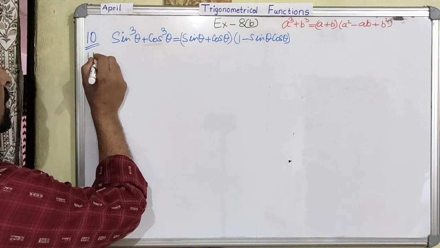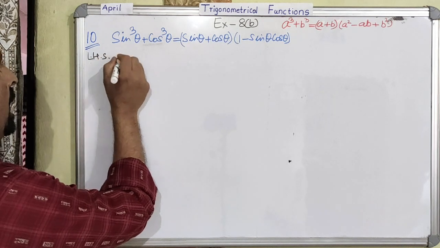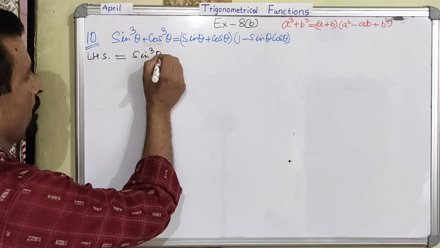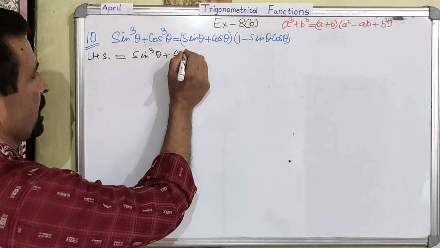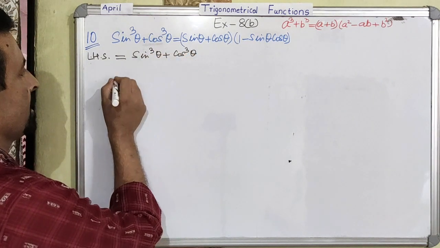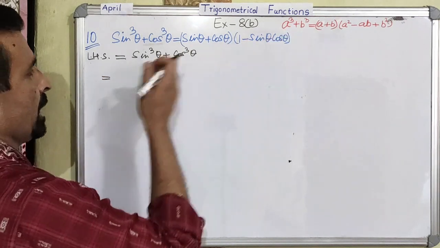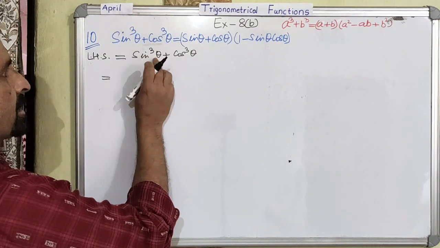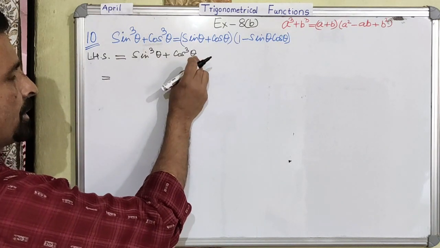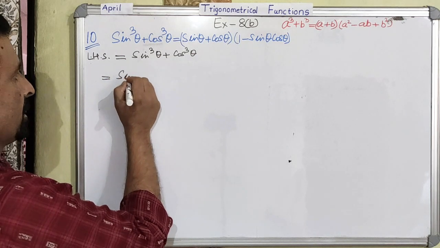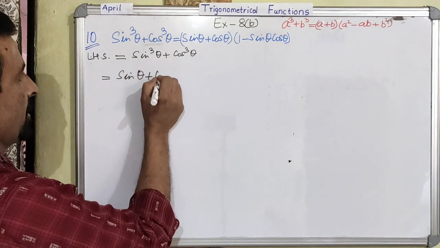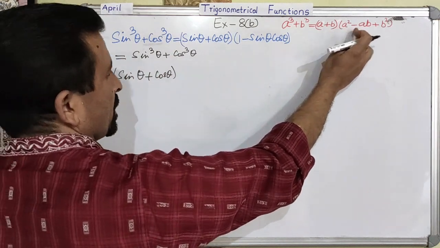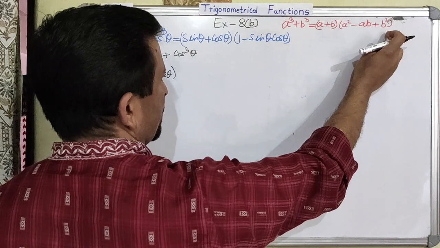LHS, in the first step, as usual, I am repeating sine cube theta plus cos cube theta, right? I am going to now apply the a cube plus b cube formula. So first is a plus b. Your a is sine theta and b is cos theta. Is it okay? So sine theta plus cos theta. I got it here as a plus b.